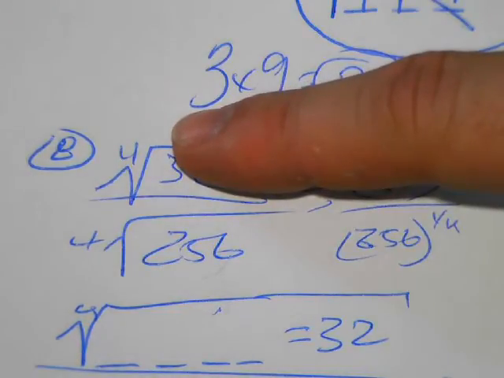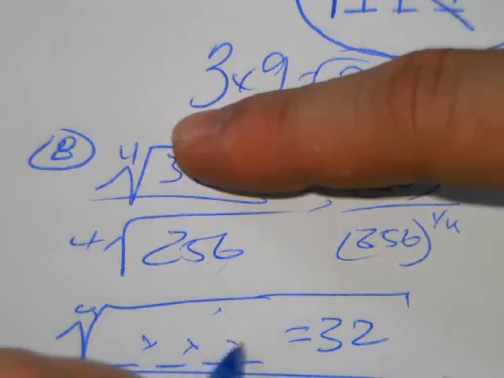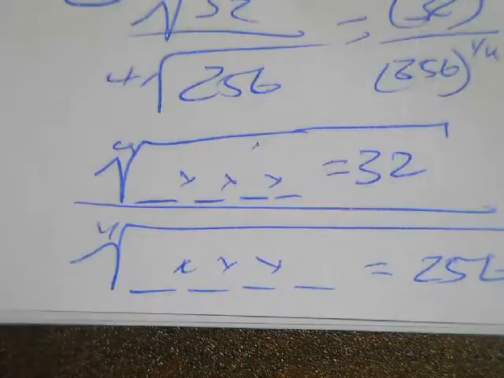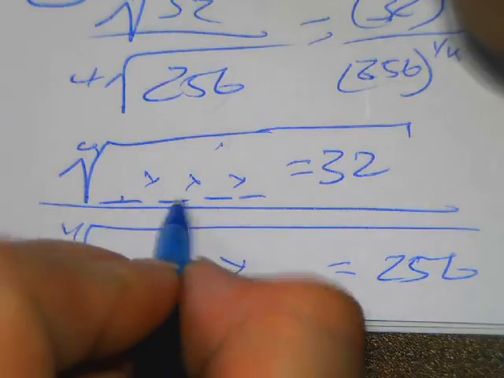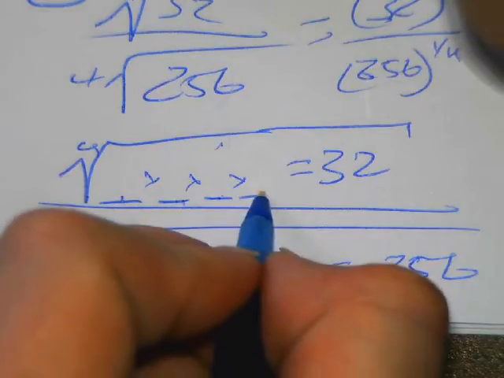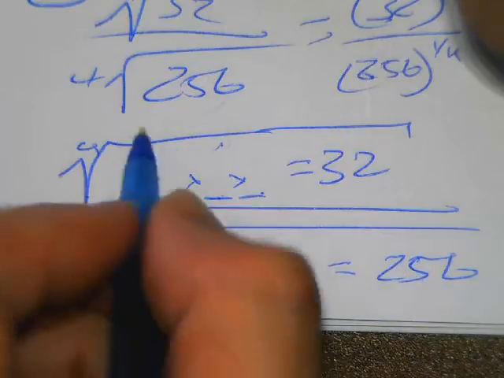So we're looking for our factors here. They're going to multiply for 32. So we know this one down here, definitely. 2 times 2 is 4. 4 times 2 is 8. 8 times 2 is 16. So that's not going to work for me.